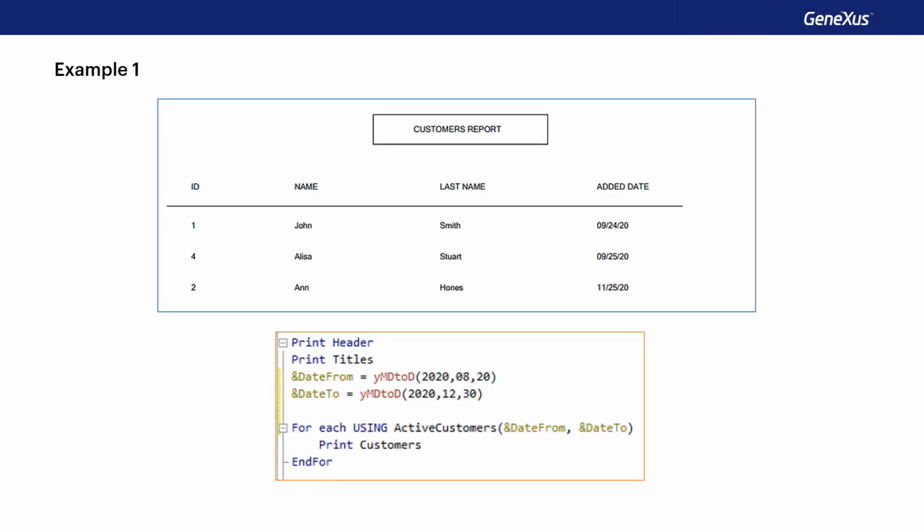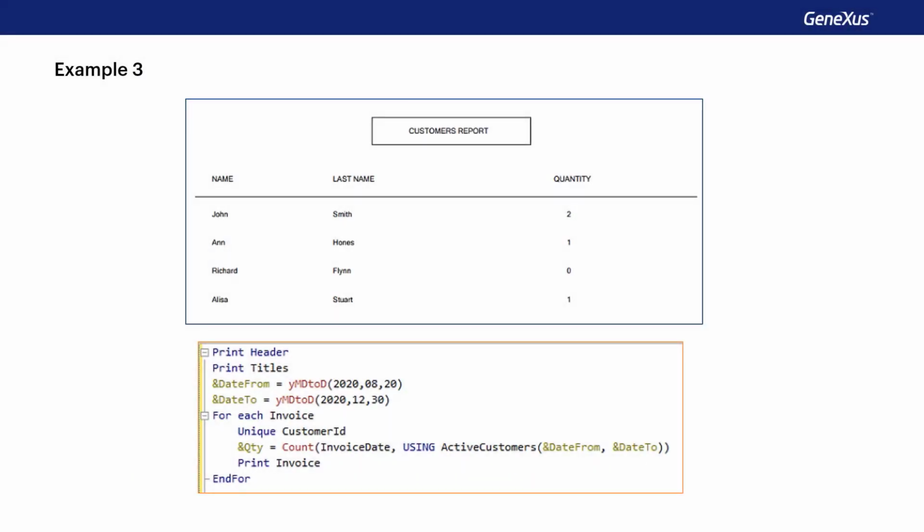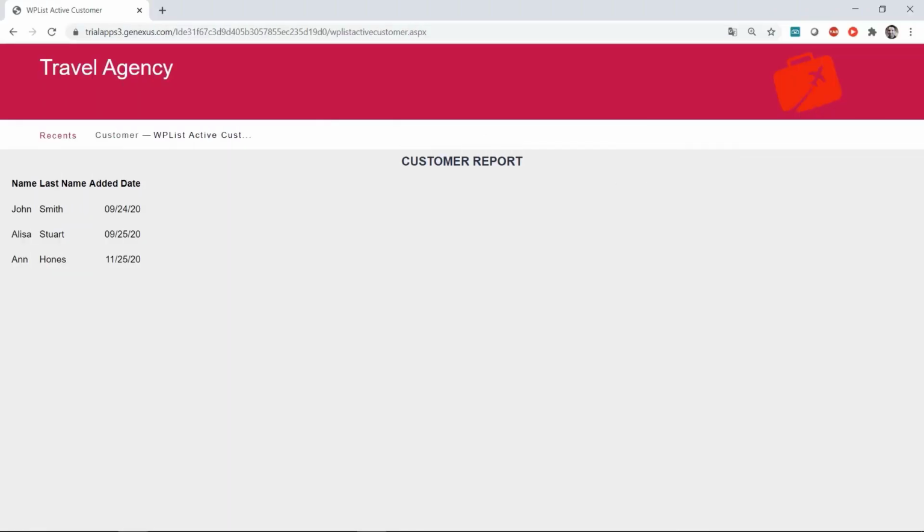The three examples we've just discussed were made on procedural objects, since we wanted to list the information in PDF files. But if we simply wanted to display the information on screen through a web panel, how would we do that? Let's go back for a moment to the first example, in which we were interested in listing the active customers in a given date range, using the data selector we created. But this time, we'll show the records on screen with a web panel.